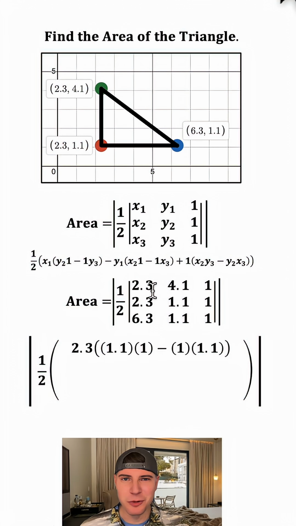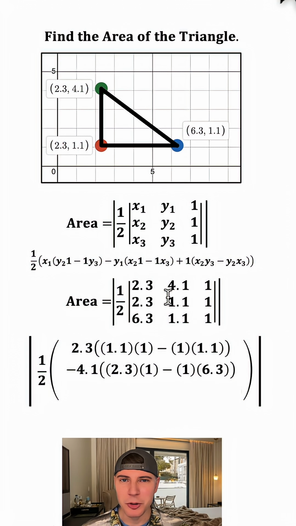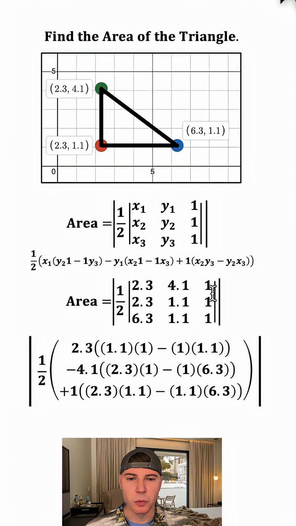So we start with the 2.3, and we're going to do 1.1 times 1 minus 1 times 1.1. And then we can subtract the 4.1 multiplied by 2.3 times 1 minus 1 times 6.3. And then we can add to that this 1, and we're going to multiply that by 2.3 times 1.1 minus 1.1 times 6.3.